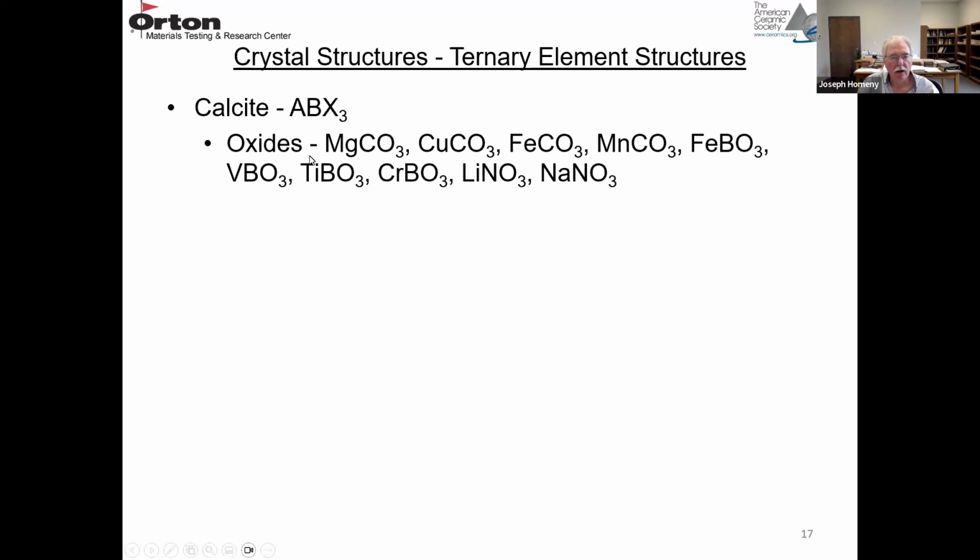Other compounds that have this structure, I mentioned magnesium carbonate, MgCO3, and again, calcite, CaCO3, and MgCO3 form the solid solution mineral dolomite. And then I've just listed other carbonates. There are some borates like FeBO3 and some nitrates like NaNO3. So these all have this calcite structure.